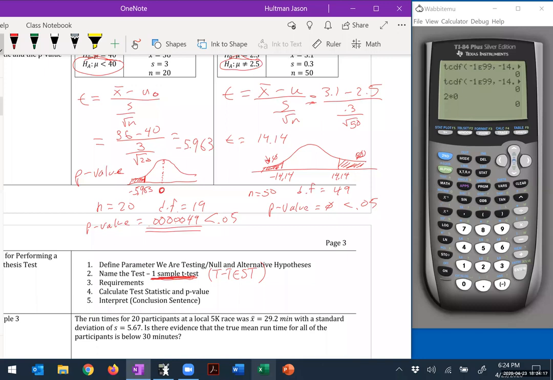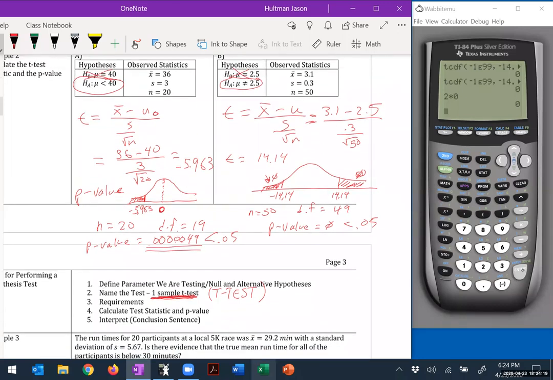Let's take where the hypothesis is mu equals 40, and let's have the calculator do all the heavy lifting for us. So I'm going to go to stat, and then tests, and number 2 is t-test. I arrow down to number 2 and it asks what you want to use. I want to use my stats to get my t-test.